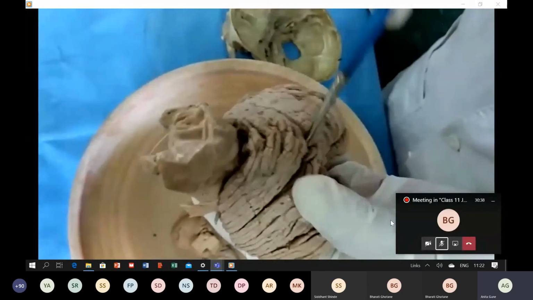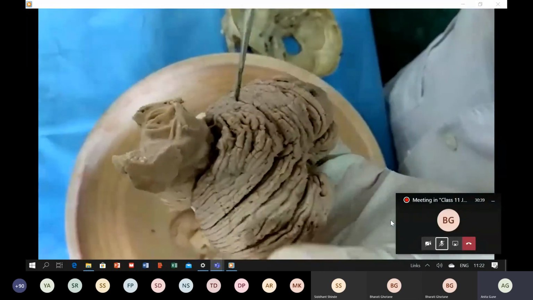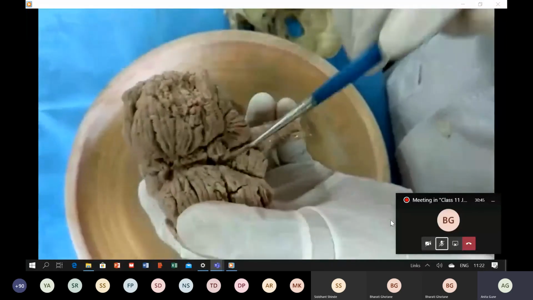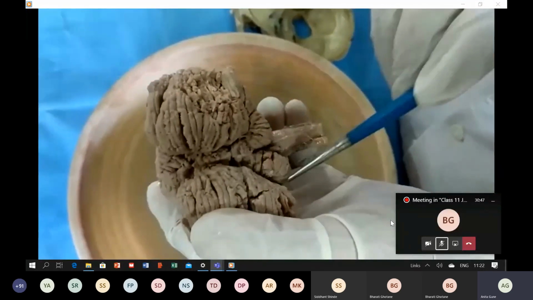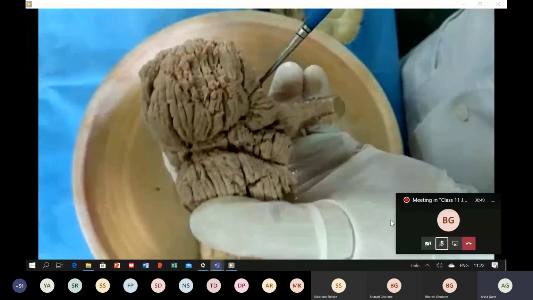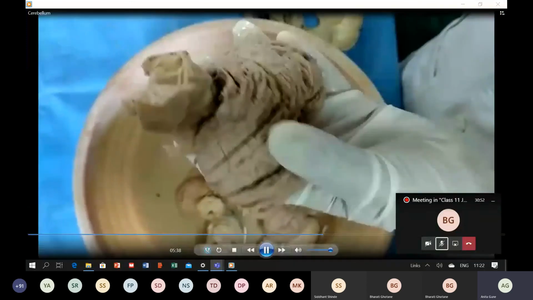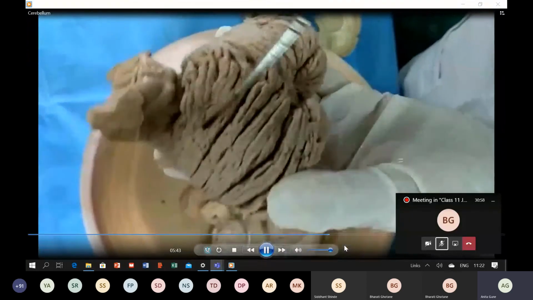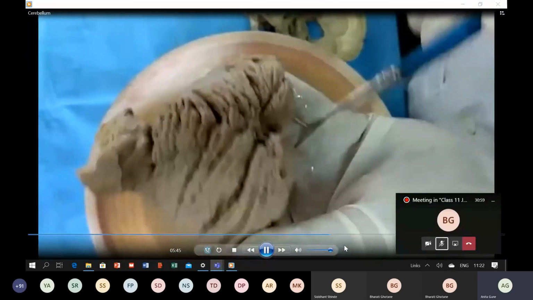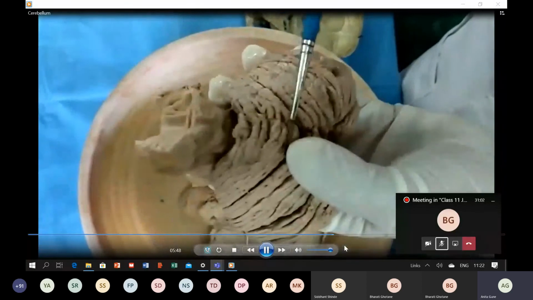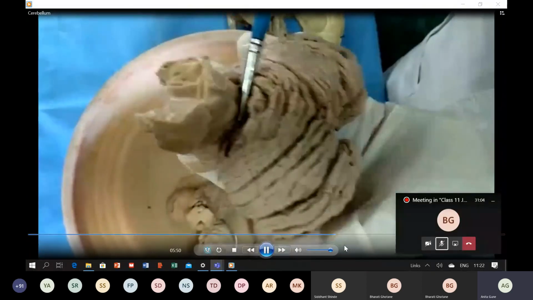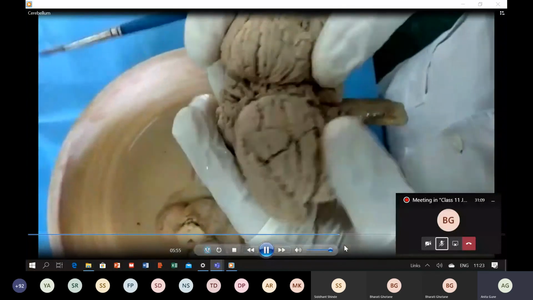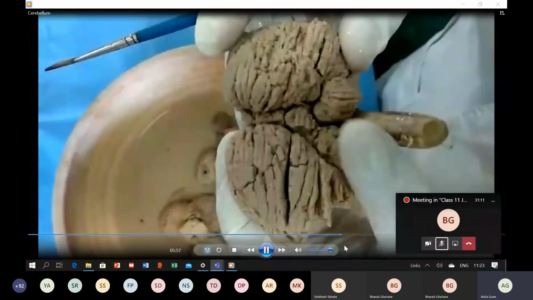Again, to revise: fissura prima or primary fissure, horizontal fissure, and posterolateral fissure, having the anterior lobe and posterior lobe. The posterior lobe has a superior surface and inferior surface, and this is the anterior lobe. These are the external features of the cerebellum. Then I am turning it.